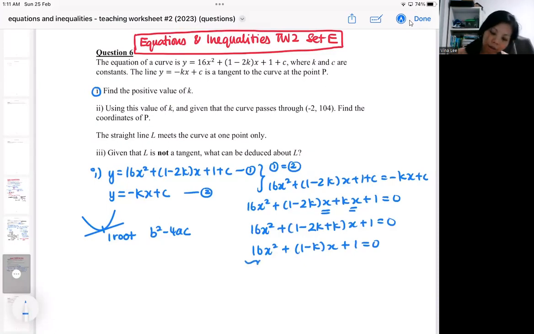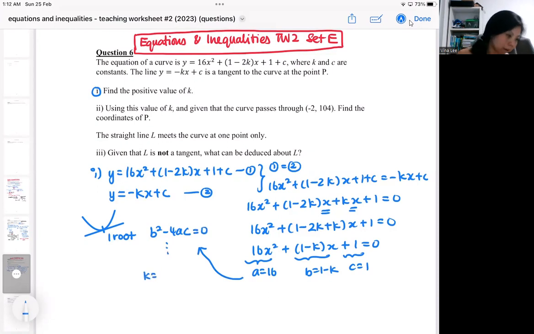So other than that, in this case, you will get a 16, you will get this, and you will get this, and you should be able to put it into the condition. So eventually you will get 2 answers. But you will reject the negative answer because they wanted a positive. So you will get a k equal to 9. So if you get past this, then the second part is the one a lot of students couldn't do.